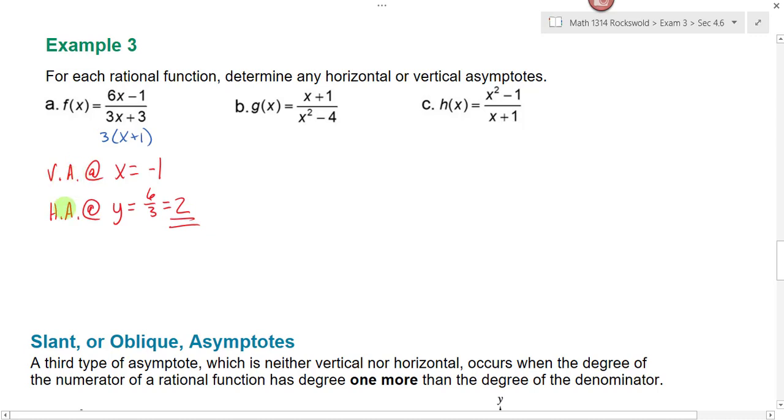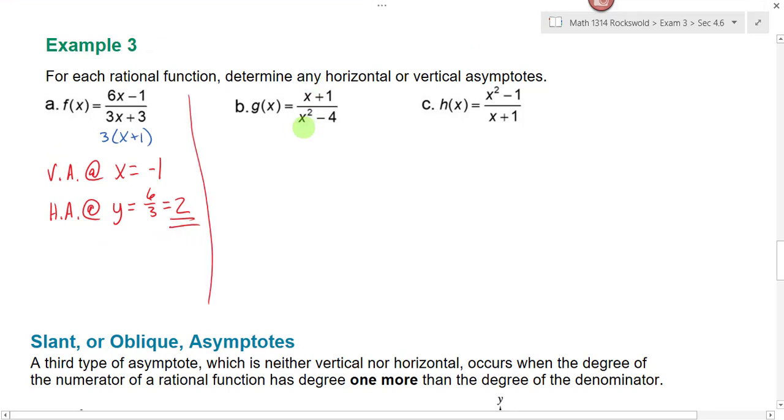Notice also, each time I write these asymptotes, I'm writing the equation of either a horizontal or a vertical line, because your asymptote is the equation of a line. A vertical line is x equals a constant, a horizontal line is y equals a constant.